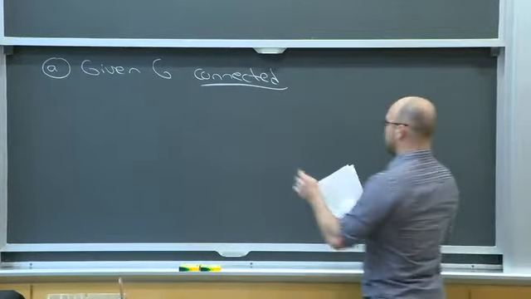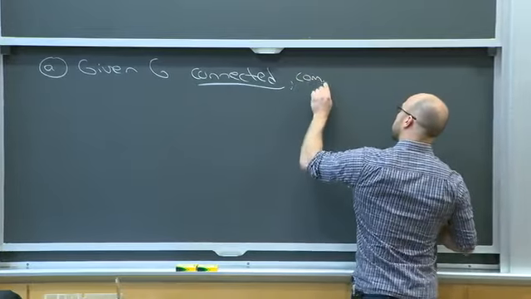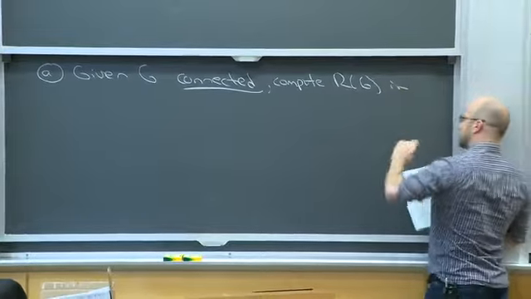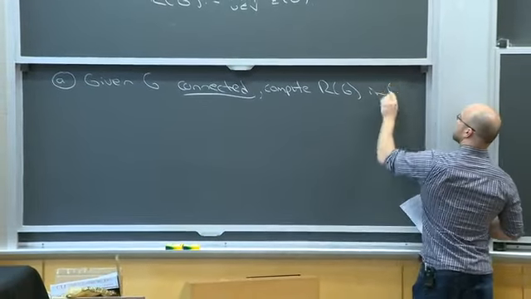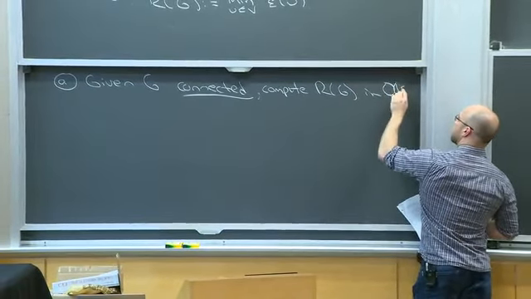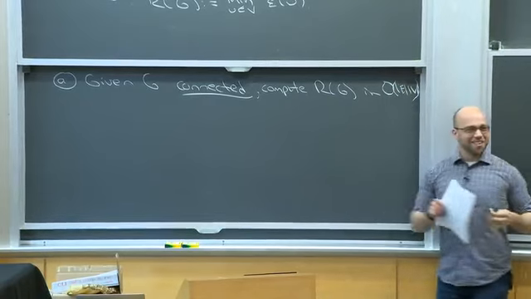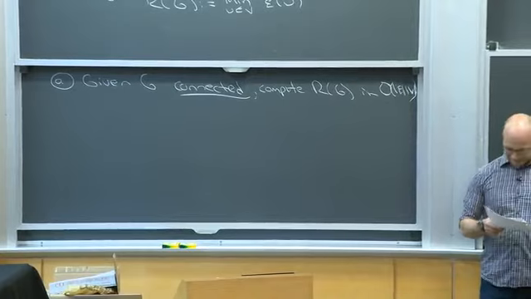Now, what we want is to compute the radius of G in time that looks like the product of the number of vertices times the number of edges, or the number of edges times the number of vertices.